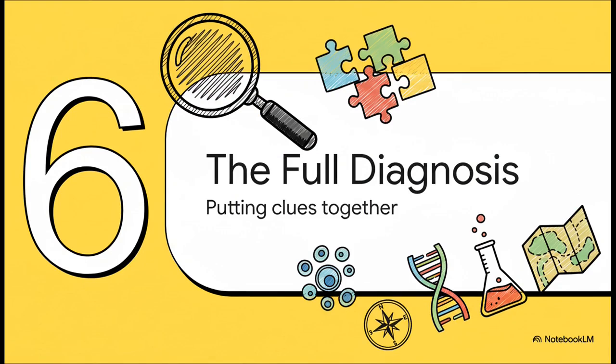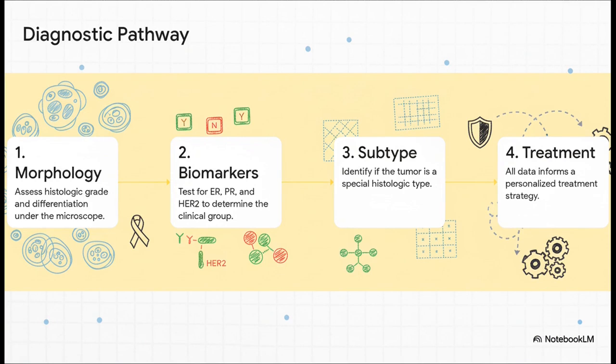Okay, so we've gathered all our clues. We've looked at the grade, we've checked the biomarkers, we've understood the genetic background and the histologic subtype. It's time to put it all together and make our final diagnosis. This is how we do it in modern pathology. It's a step-by-step process. First, you assess the morphology and grade under the microscope. Then you test for the biomarkers, our ER, PR, and HER2. After that, you determine the specific histologic subtype. And all of these clues together help guide the treatment plan.